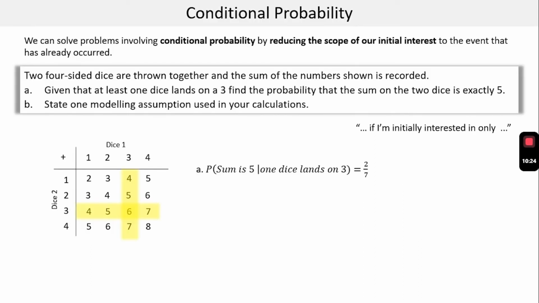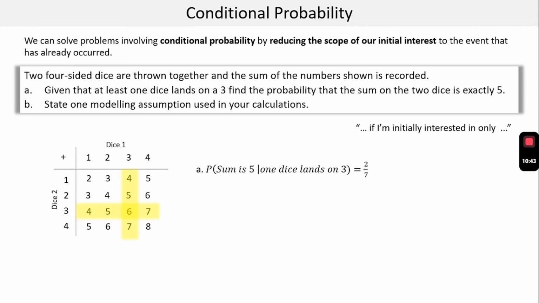Okay, just to quickly respond to the modeling assumption, I have made the assumption that these are fair dice. The question didn't mention it, but I've worked on the basis that both of these four-sided dice are actually fair dice.